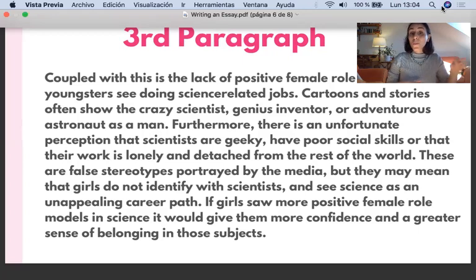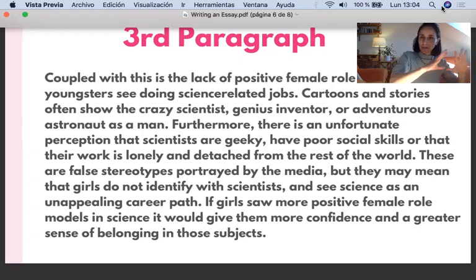If girls saw more positive female role models in science, it would give them more confidence and a greater sense of belonging in those subjects. That is a second conditional. Past simple: if girls saw, then you have a second part of the conditional. If girls saw la la la, it would give them, yes? And I think there is a comma missing here. Yeah, I think we need a comma in science, comma, it would give them more confidence and a greater sense of belonging in those subjects. See, yes, because they usually make a comma, no?